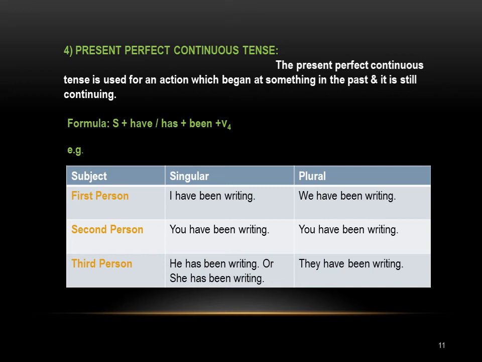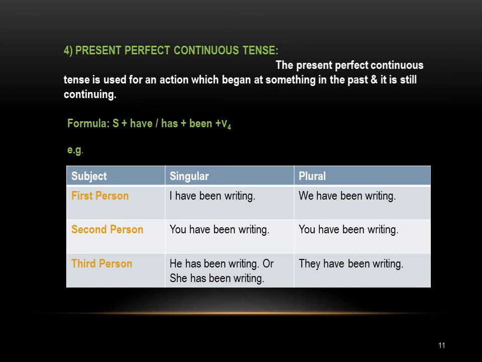Formula. Read the formula carefully. S plus have or has plus been plus V4. S is the subject, have or has is the helping verb, plus been. See carefully: been is used for joining two tenses, so it is very important in the present perfect continuous tense. Plus V4. V4 means the present participle form of the verb.